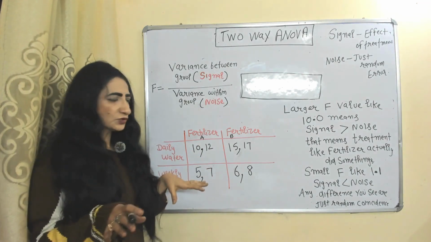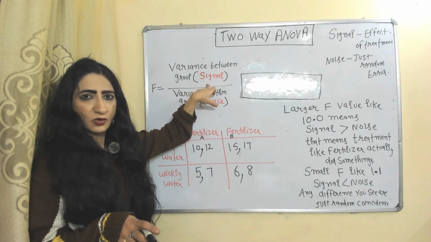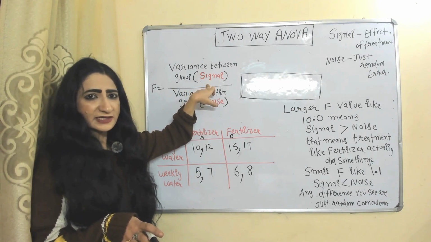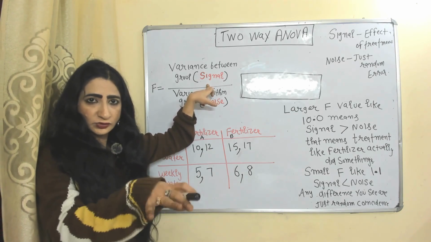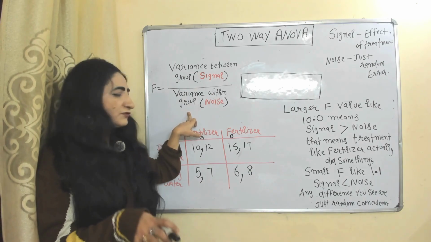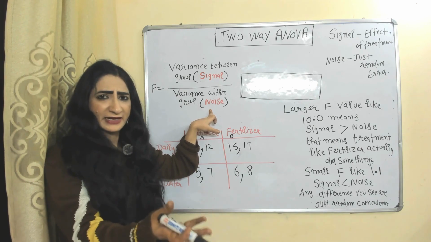As we know, we use the F ratio. Variance between groups is called signal. Signal is the effect of treatment. For example, the effect of fertilizer on growth of a plant. Variance within group is also known as noise. Noise is just random error.